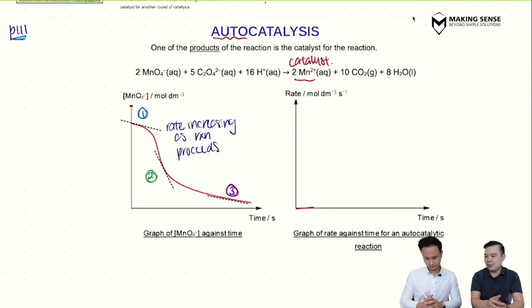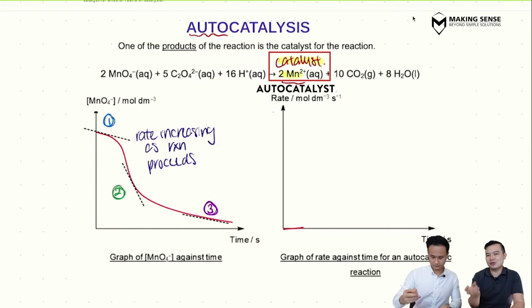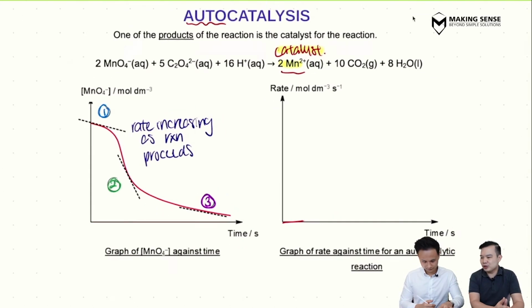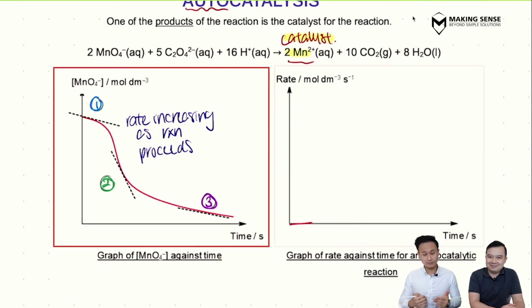Okay, so the classic example over here is manganate reacting with ethanedioate ions. The Mn2+ is a transition metal ion, so those act as very good catalysts. Turns out it's going to catalyze the reaction that produces it. Okay, Mr. Tim, can you run us through the graphs that you are expected to know? Yeah, so you need to know two graphs, concentration against time and rate against time.